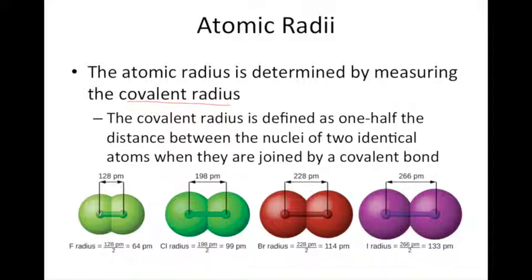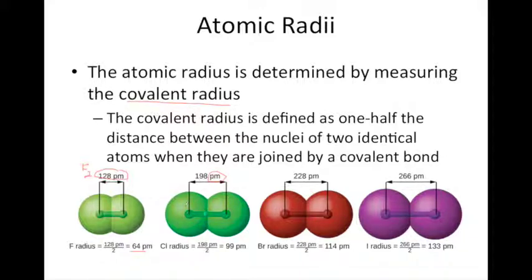Let's say here we had fluorine, or F2. We had two fluorine atoms bonded together. We can experimentally measure the distance between the two nuclei. Here you can see it's 128 picometers. Well, this gives us a pretty good estimate of the atomic diameter. So the atomic radius would be 1/2 of that distance. So the atomic radius for fluorine would be about 64 picometers. And as you can see, atomic radii are very, very small, so they're generally measured in picometers.